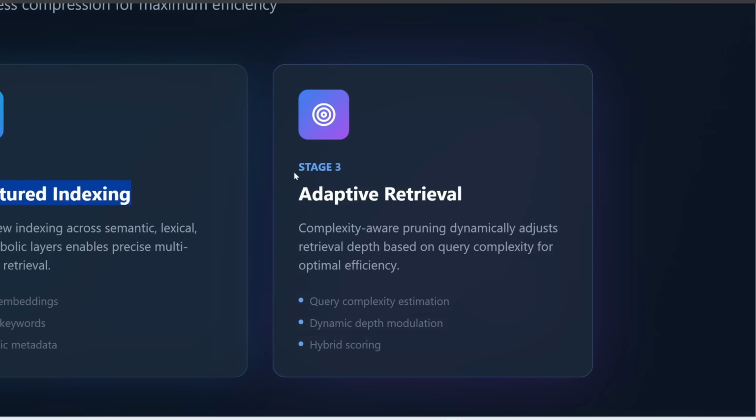And then finally, stage 3 is adaptive retrieval, and this basically means it will only retrieve what's needed. When a question is asked, SimpleMem would analyze it and take out just what it needs from its memory, not everything. And because of this, it makes it way more efficient.